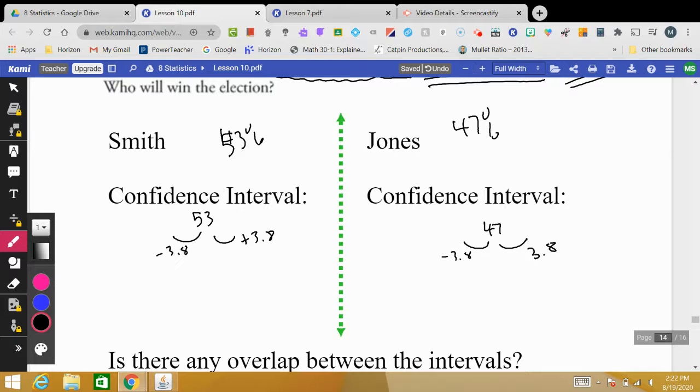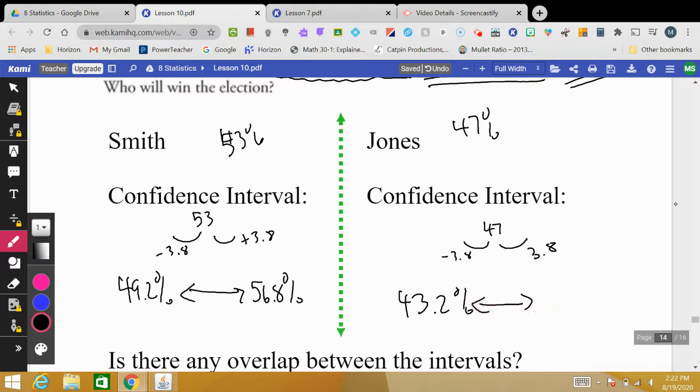So 53 minus 3.8 is 49.2%. And 53 plus 3.8 is 56.8. For Jones, we have 43.2% and 50.8%.